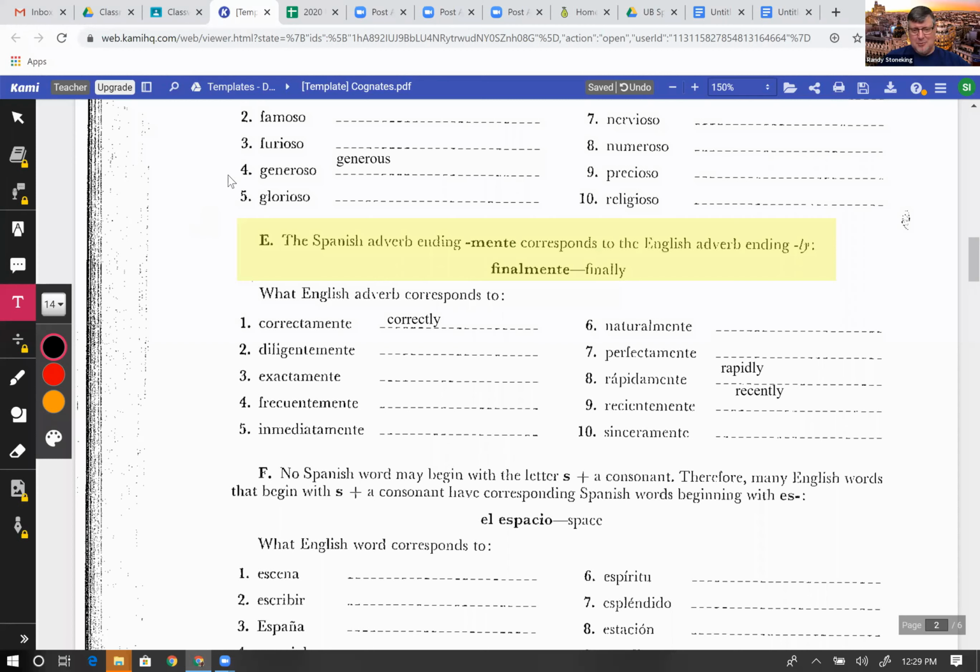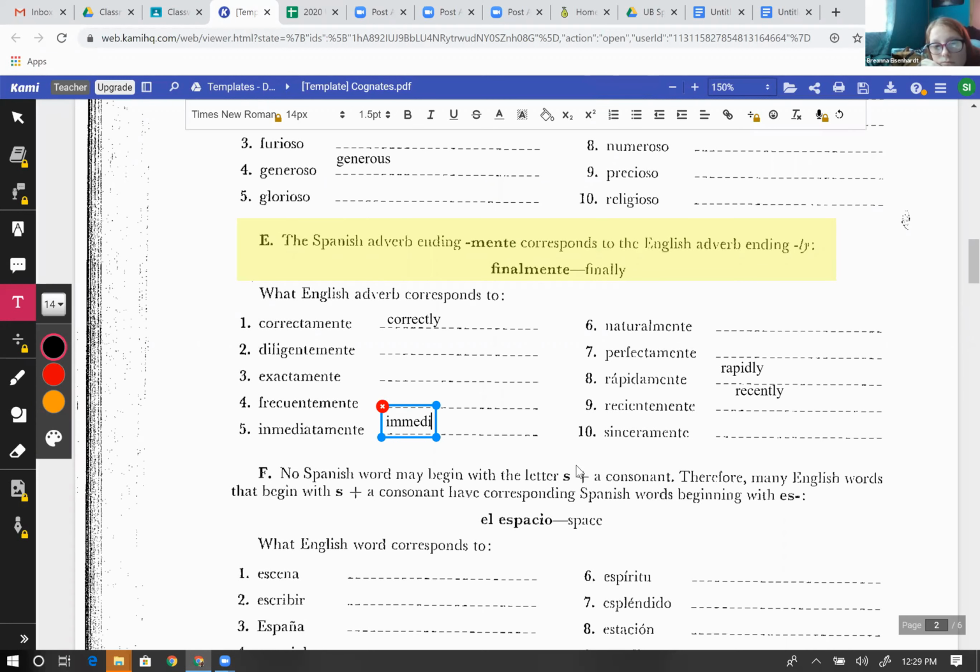And now the last one we're going to try here, number 5, inmediatamente. Immediately. That almost immediately pops into your mind because they look so familiar. But you notice that in Spanish, they spell the word immediately with I-N-M, and we spell it with I-M-M. But again, we can deal with the mente part of the word and then the other part of the word and put the two together.